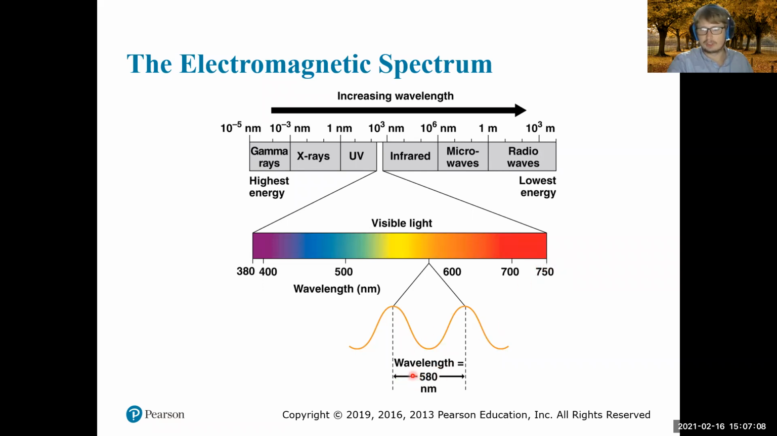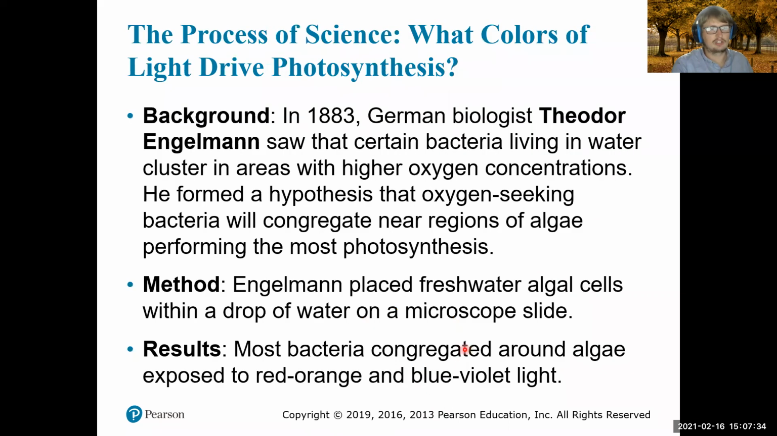So here we're showing a wavelength of 580 nanometers. So that's the distance from this crest to this crest. And that is this orange looking color here. Okay. And so the wavelengths are important because it determines how much energy is in that wavelength.